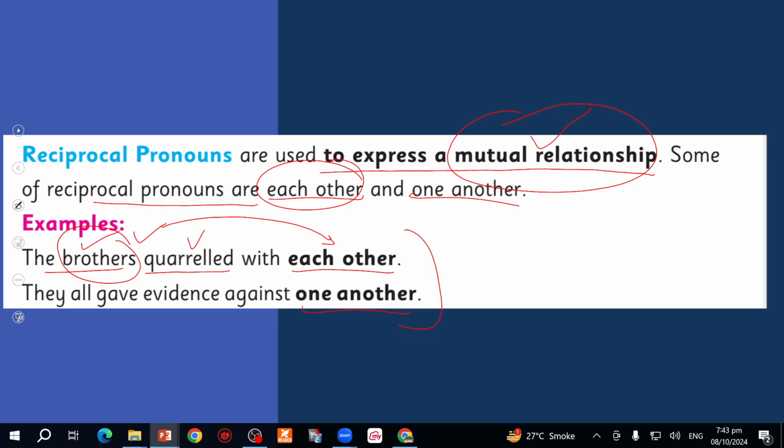Next, how are we going to use one another? Are they the same? Yes. This is for two people and this is for more than two. They all gave evidence against one another. All of them, whether they are 5, 6, or 7 people. So, they all gave evidence against one another. It means all of them are involved. Now they share a mutual relationship because every person gave evidence against the other person. So this is when we use one another.